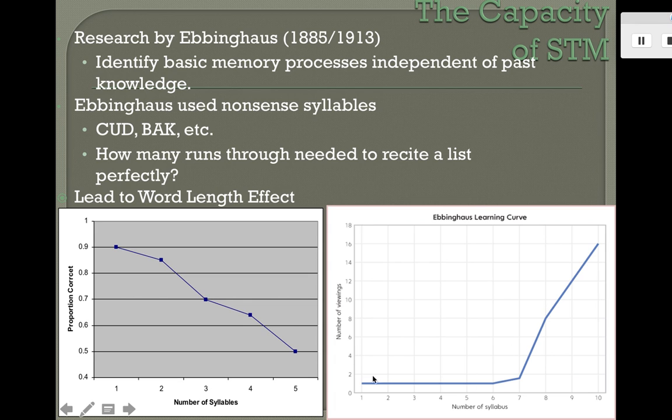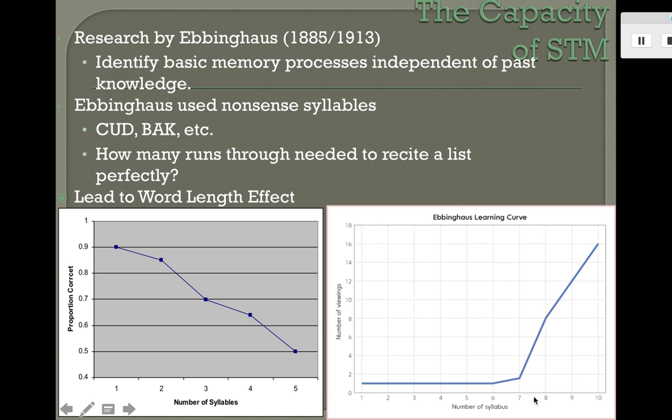Now, on the right-hand side here, you're going to see Ebbinghaus's learning curve. Essentially what he demonstrated here was that whenever I have 1, 2, 3, 4, 5, even 6 syllables that I'm trying to recall, I only need to look at them about 1 time and I'm able to recall them accurately. But once I get to 7, 8, 9, and 10, I need to start looking at them more and more so that I can accurately recall all the ones previous to it. Because what he wants is to get to that 100% mark in terms of how many times I have to recite this information to recall it perfectly.